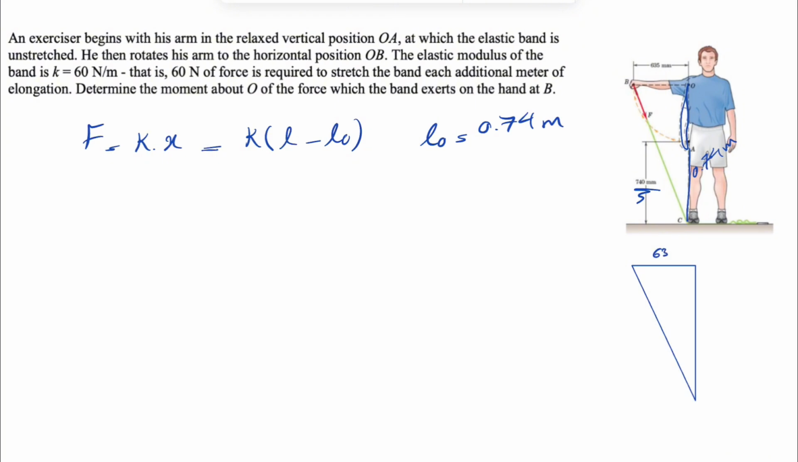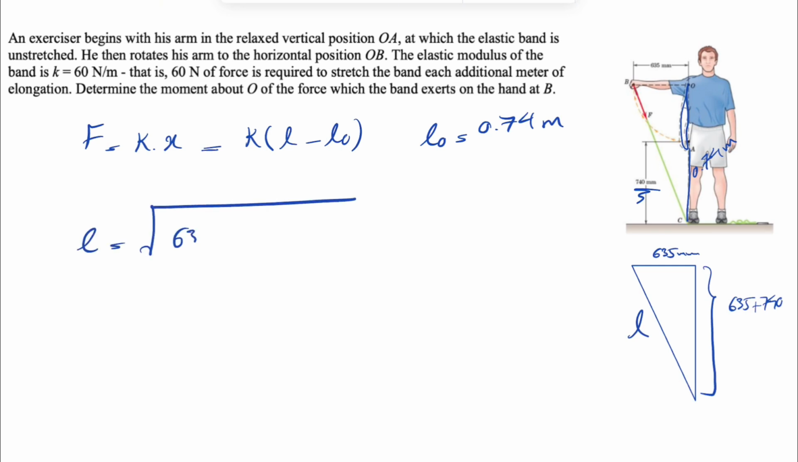We know this is 635 millimeter. If we want to find the other side, we basically have the length of the arm, which is 635 again, plus AC, which was 740. And with a simple Pythagorean theorem, we can find our L, or the stretched length of the band. So let's do that. L is equal to the square root of 635 squared plus 635 plus 740 squared.